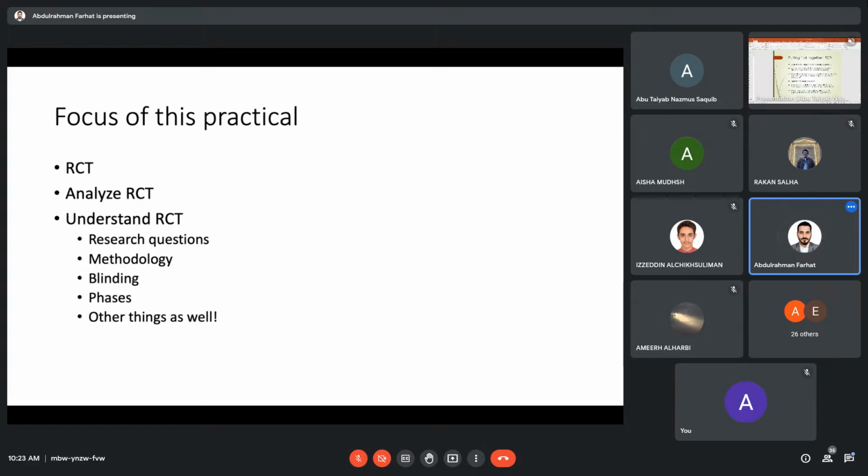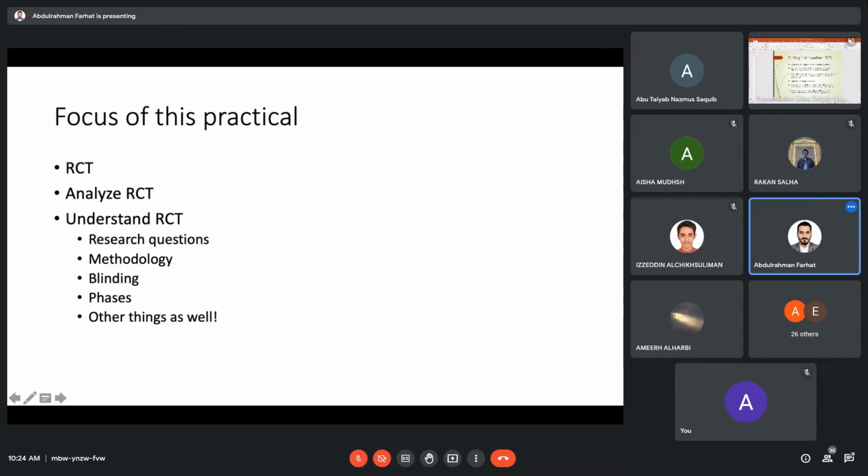In understanding RCTs, we will understand the research question, the methodology, the blinding, the phases, and other things as well during this practical. Okay, so are we good so far?